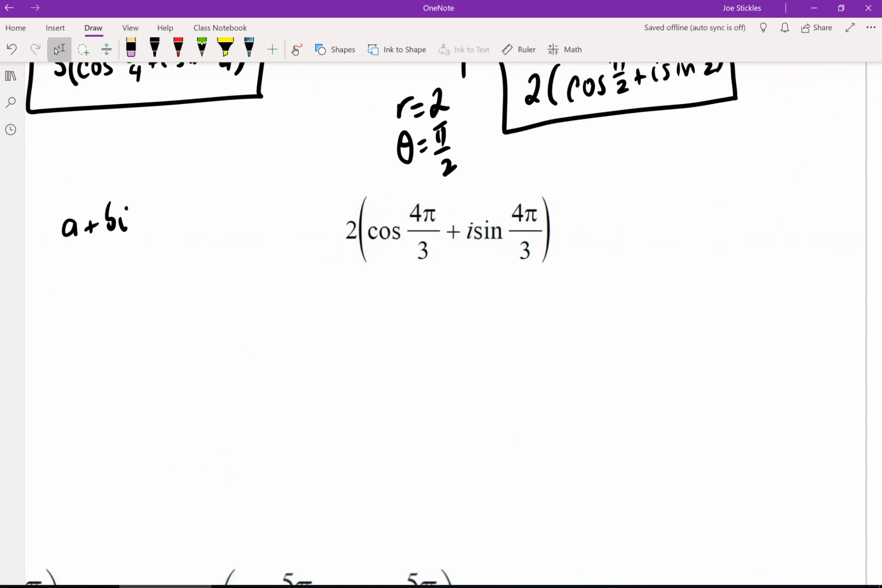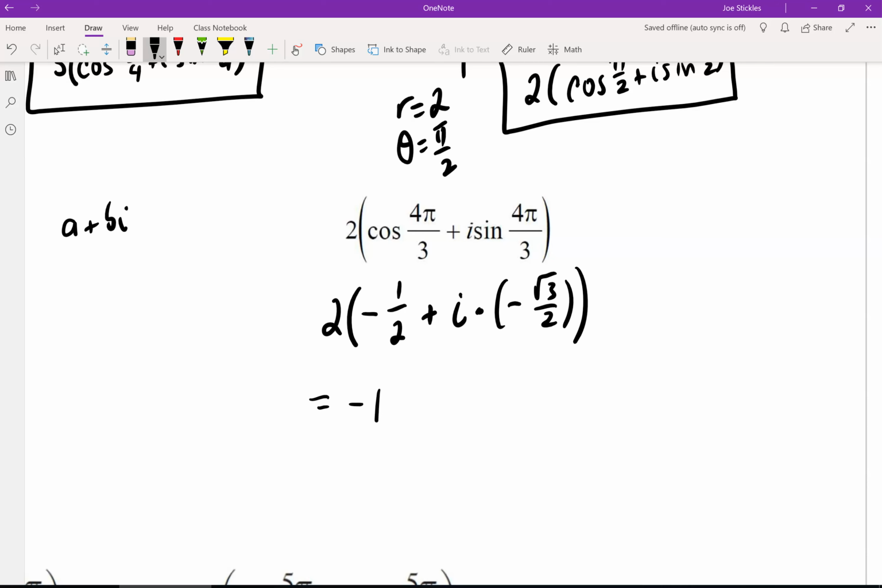Okay, now let's do this one. Same idea though. All going from polar to rectangular is just simplifying. Cosine of 4 pi over 3. Well, 4 pi over 3 is in quadrant 3, so the cosine will be negative, and it's a pi over 3 angle, so that's negative a half. 4 pi over 3 again is in quadrant 3, so sine will be negative, and it's a pi over 3 angle, so it'll be negative root 3 over 2. And now I just need to distribute. 2 times 1/2 is 1, so I get a negative 1. 2 times negative root 3 over 2 gives me a minus i root 3.